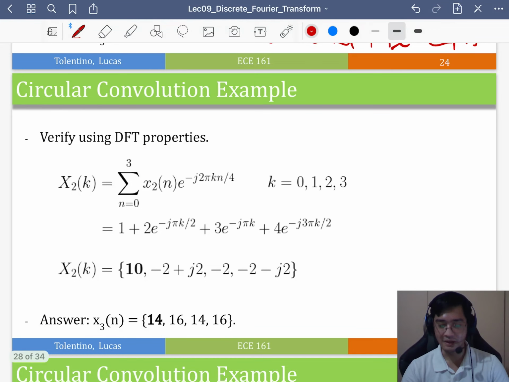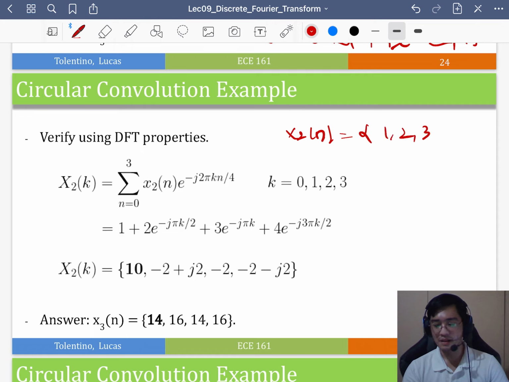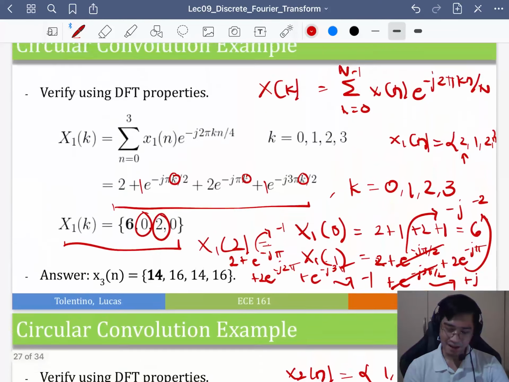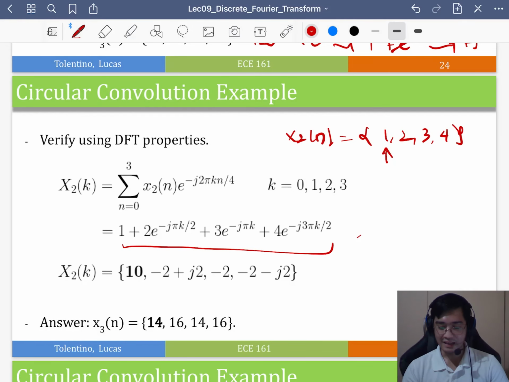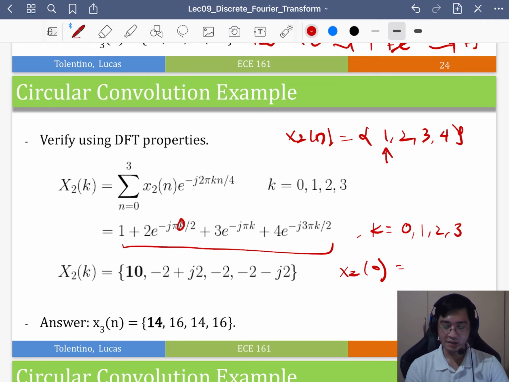x2 of k, recall x2 of n is 1, 2, 3, 4. N is 4, so we also have the same expression but different coefficients. So again, k is 0, 1, 2, 3. If we want to get x2 of 0, this exponential goes to 1 because we substitute k is 0 here. 1 plus 2 plus 3 plus 4 is equal to 10.